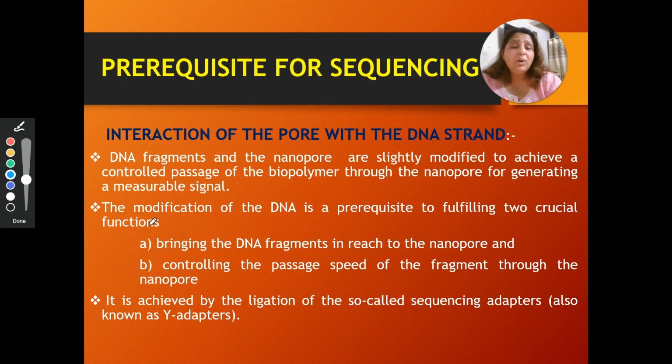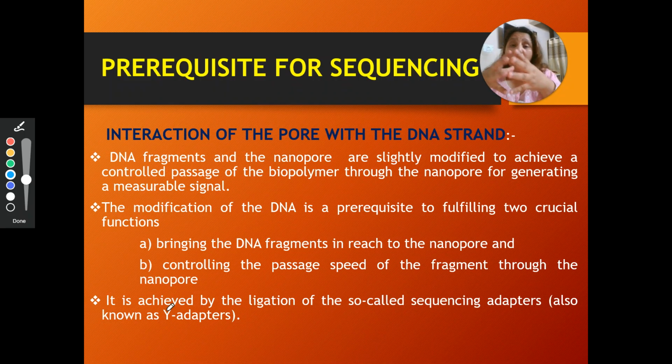Okay, so now what are the modifications? Now the question arises कि modification क्या है. So the modification is called ligation of some adapters which are called Y adapters. ठीक है, हम कैसे modify करते हैं? The point is, अभी मैं क्या बता रही हूँ कि ACTG, whenever they pass through the nanopore, they produce a change in the current, and that change in the current is detected by the detector.